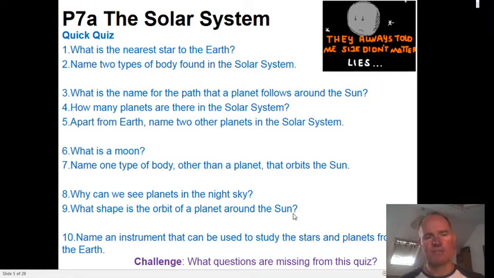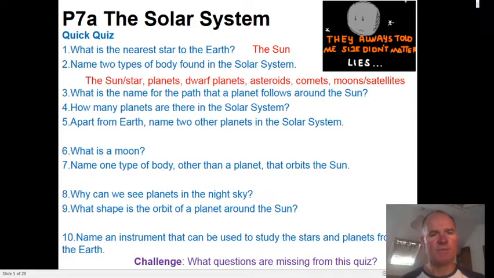Okay, so hopefully you've got some words and things written down on a piece of paper to address these, and let's have a look. The nearest star to the Earth is the Sun. Notice it's a capital S because it's not any old star, it's the Sun, it's the name of it. That's our nearest star. Two types of body found in the solar system could be stars, Sun, planets, dwarf planets, asteroids, comets, moons and satellites, so we need to know those. The name of the path is called an orbit. Again, I hope we knew that one.